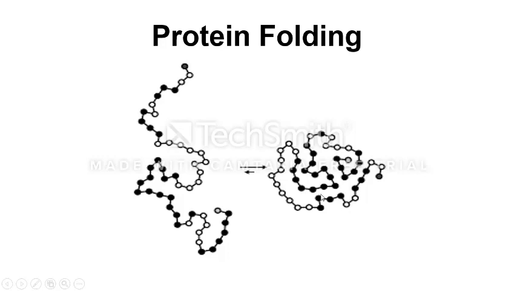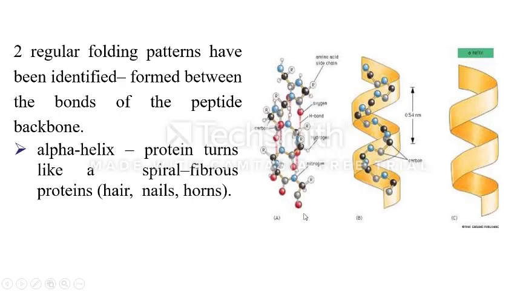Mainly they are hydrogen bond interactions between the oxygen of carbonyl and the hydrogen of amino groups. So these many hydrogen bonds maintain the structure of the secondary proteins. Two regular folding patterns have been identified, formed between the bonds of the peptide backbone. Alpha helix: the protein turns like a spiral, fibrous proteins, that is basically present in hair, nail or horns. So this is another form, that is alpha helix.